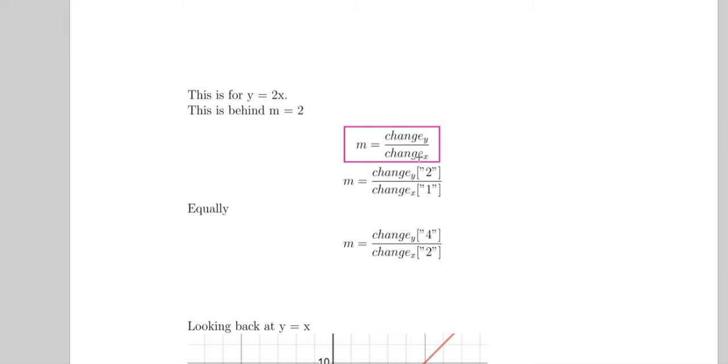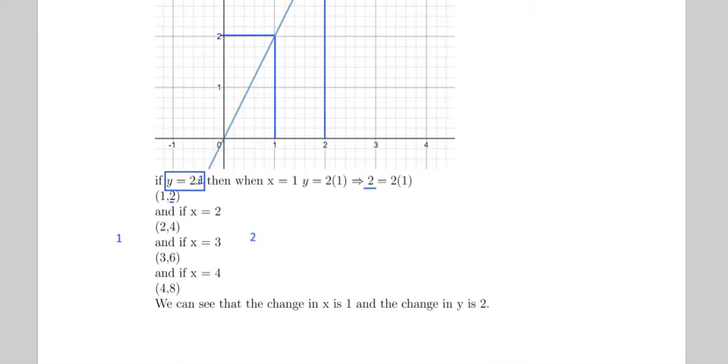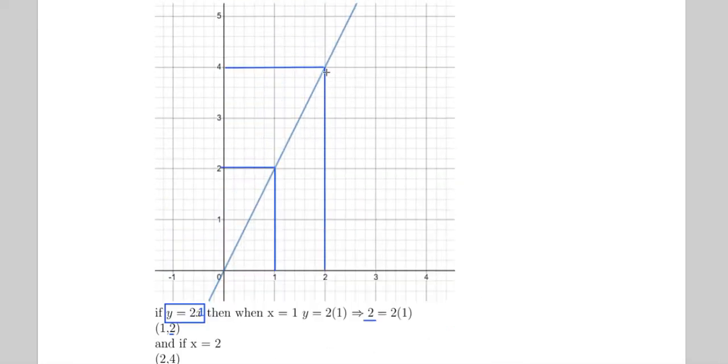But equally, what's advantageous about considering it like this is you can calculate a gradient of 2 by using other values. So you could have instead looked at when the change in y is 4, what is the change in x? Well, it was 2. And we were able to see that when the change in y was 4, right? So let's calculate this one out. When the change in y is 4, as depicted here, the change in x is 2.